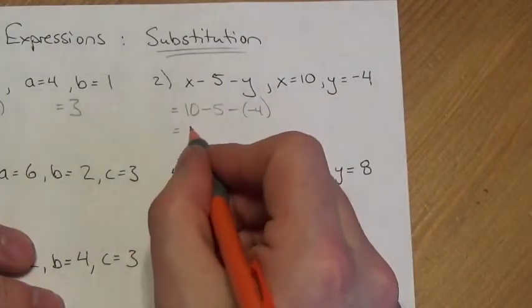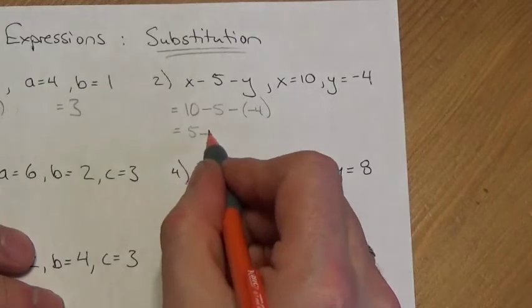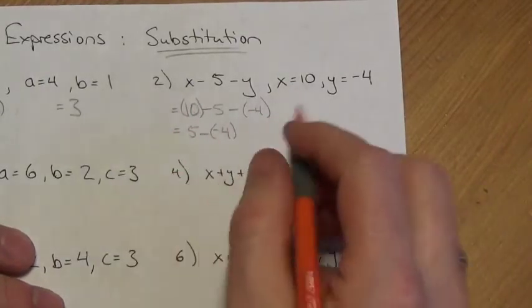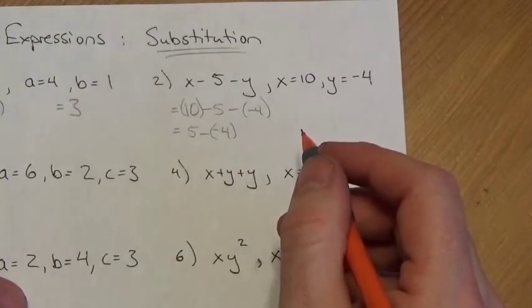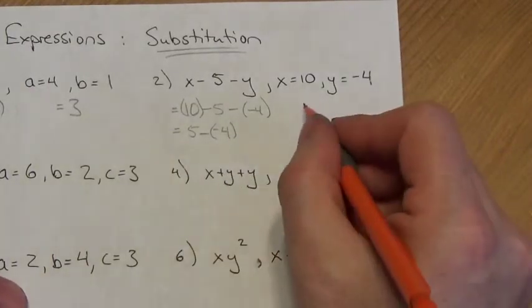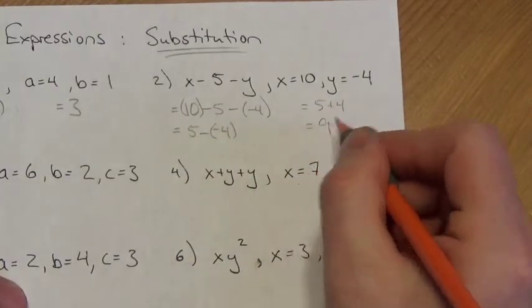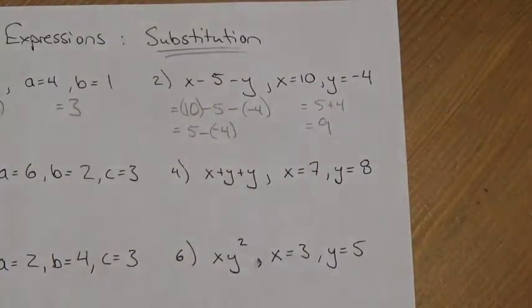So 10 minus 5 is going to be 5. Subtracting a negative, and I should have put brackets around the negative 4 here. Subtracting a negative, if you've just memorized the procedure, means adding a positive. So that's just going to be 5 plus 4. And so our answer is 9. Okay, let's keep going.